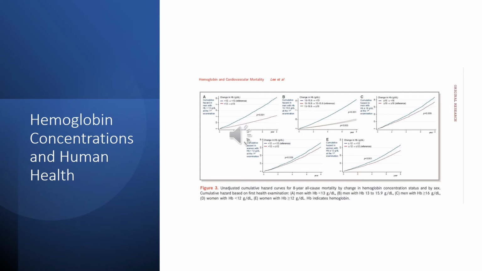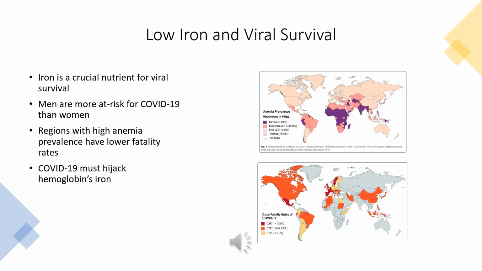The lower the hemoglobin concentrations, the less iron is available for the body to utilize. Women are more at risk for low iron due to blood loss caused by menstruation and pregnancy. Iron is a crucial nutrient needed for both living organisms and viruses. During the current COVID-19 pandemic, it was found that men are much more at risk for death than women. There's a theory that there is a low iron phenotype that may have evolved to prevent infection.